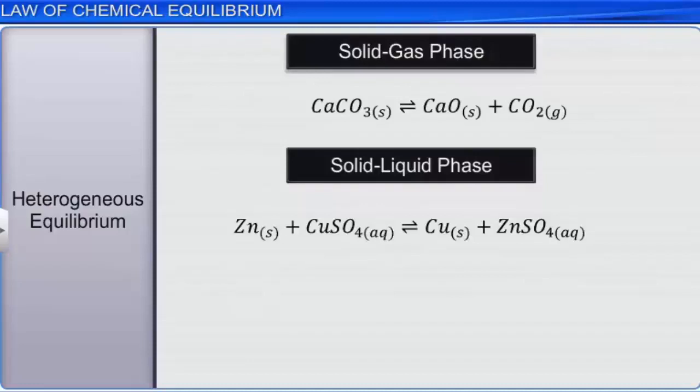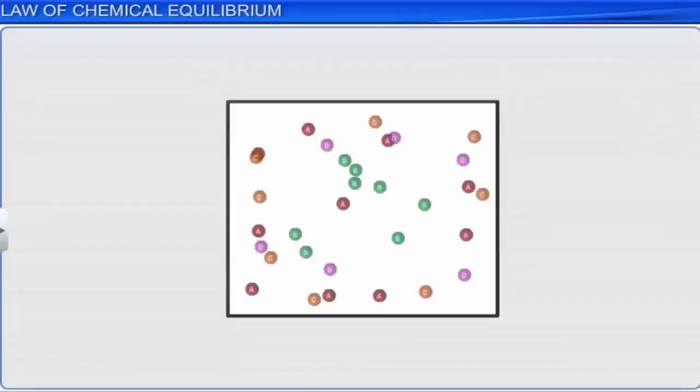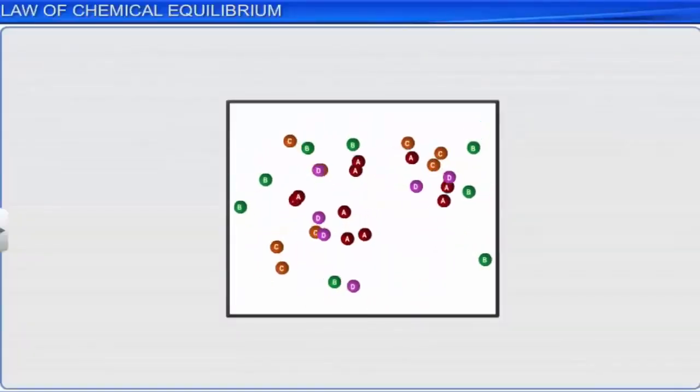The equilibrium in a system which has more than one phase is called heterogeneous equilibrium. Examples of heterogeneous equilibrium include the thermal decomposition of calcium carbonate into calcium oxide and carbon dioxide, and the displacement reaction between zinc and copper sulfate to give copper and zinc sulfate. Now, the equilibrium constant in gaseous systems.